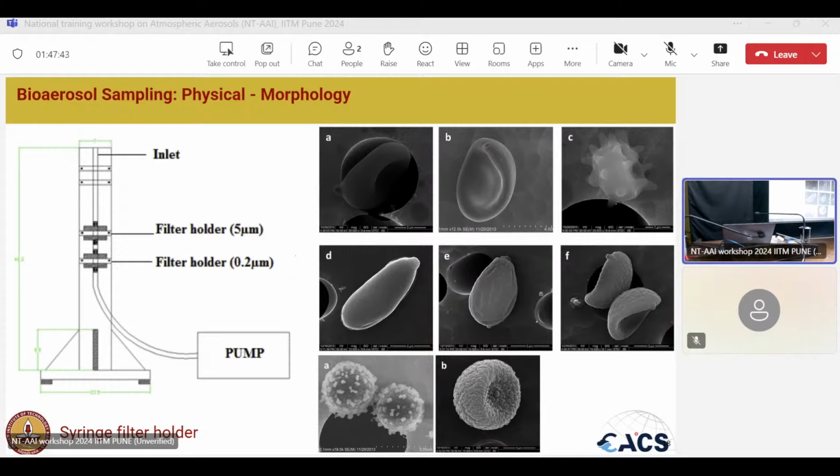And what she did was the simplest form of sampling. She put a filter holder of 5 micrometer here, and then another one of 0.2 micrometer here. So the bigger particles were trapped here, and the smaller ones came here. Then she took that nucleopore filter and looked at it under the SEM. And this is what she found, a very interesting particle.